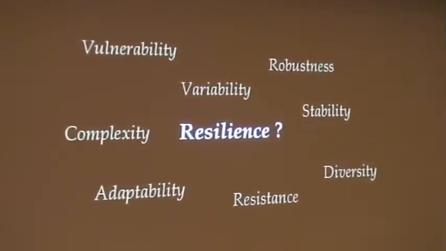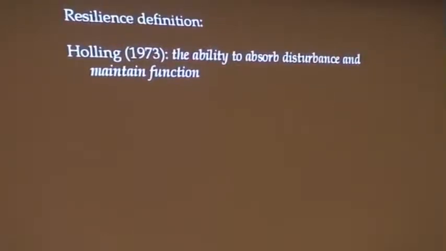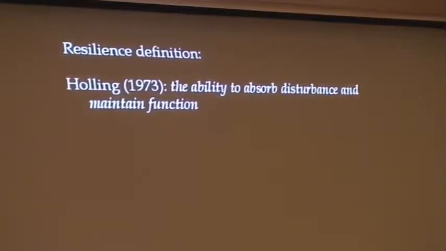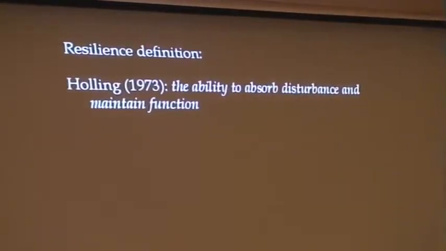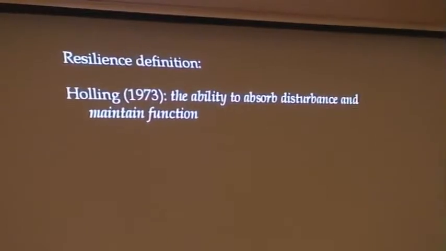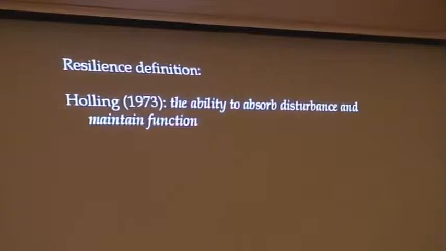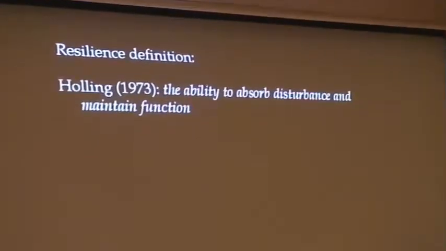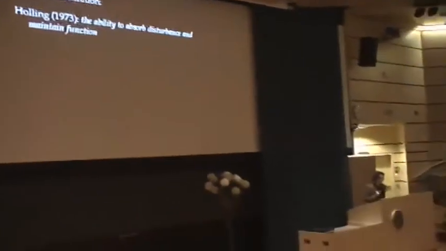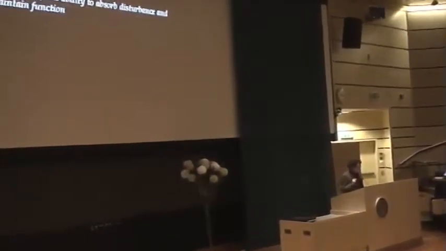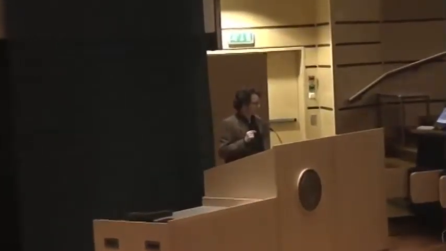So I searched for definitions, and when I first prepared this presentation, on this slide I had 20 definitions, then later on I had 2, and finally I chose 1. This is not the only one, but I find that it is a very practical one, and it comes from the seminal paper of Holling in 1973 on ecosystem resilience and stability. Holling defines resilience as the ability to absorb disturbance and maintain function.